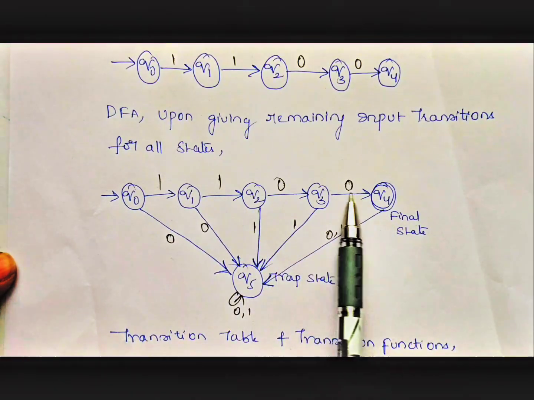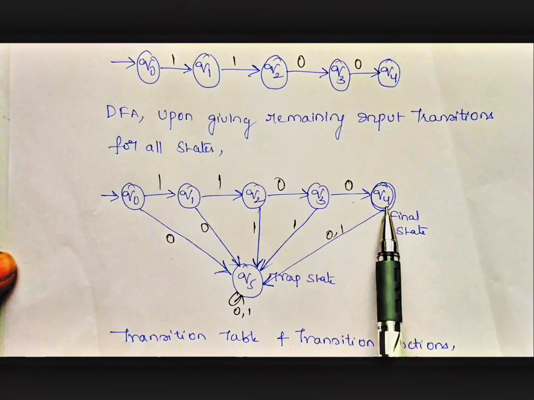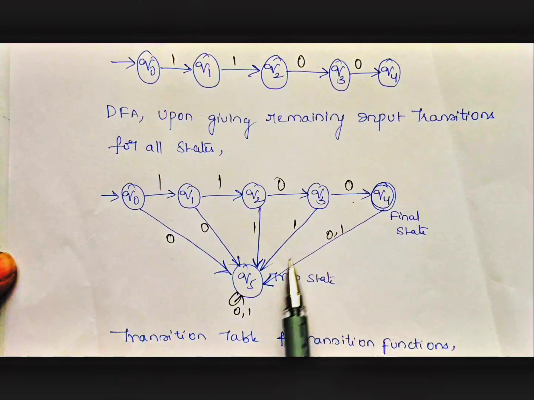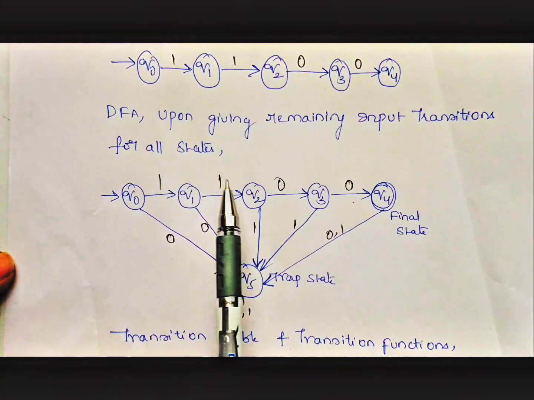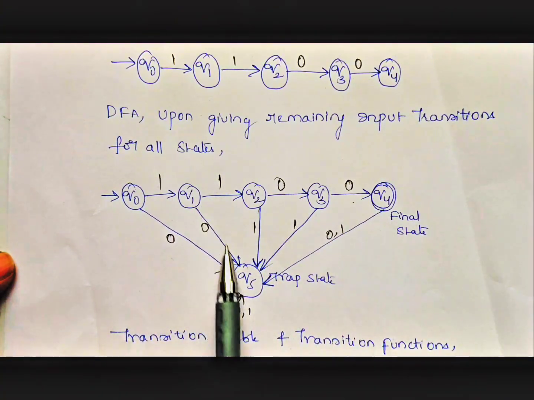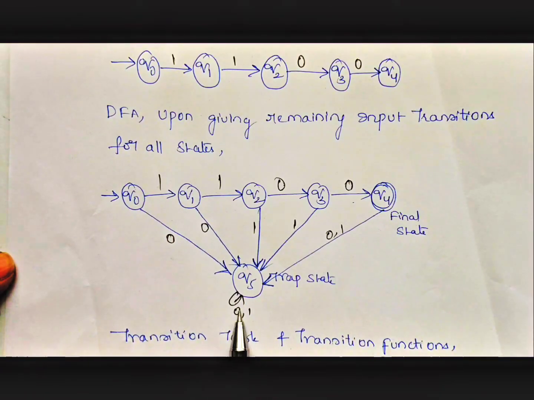Upon completing 1100, the final state should not accept any other input. So from this final state, if we read either 0 or 1, it should be connected to the trap state. Thus, this is a complete DFA which is accepting only 1100. Any other input from a state should be connected to the trap state. Since it is a DFA, we have to define 0 and 1 transitions for the trap state, which is Q5. So Q5 upon reading 0 and 1 is also connecting to the same trap state.